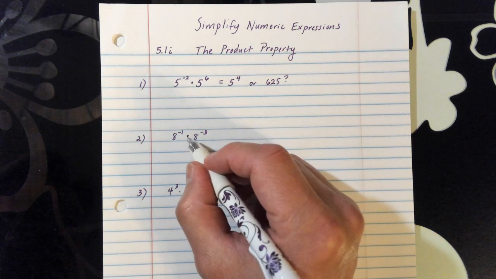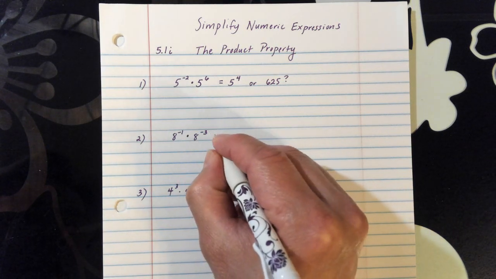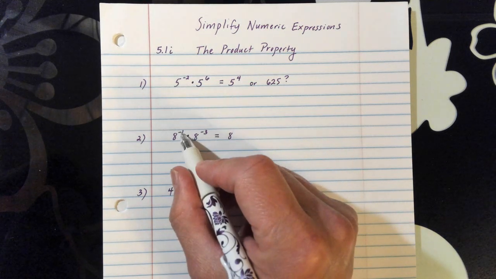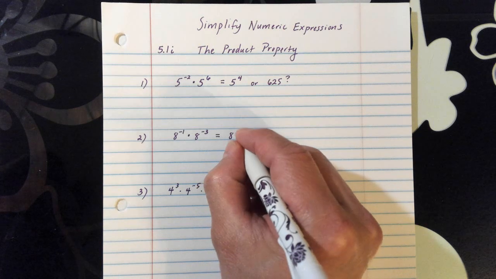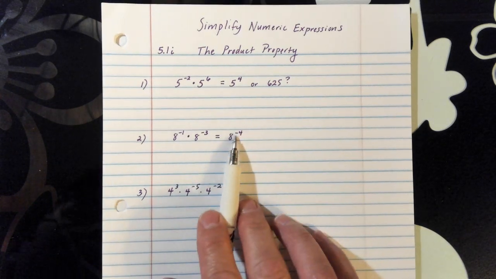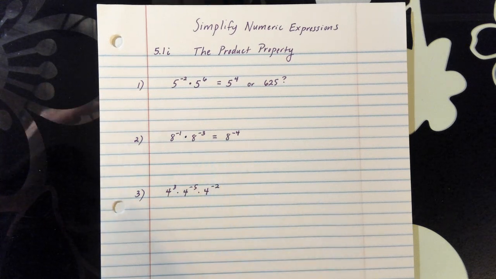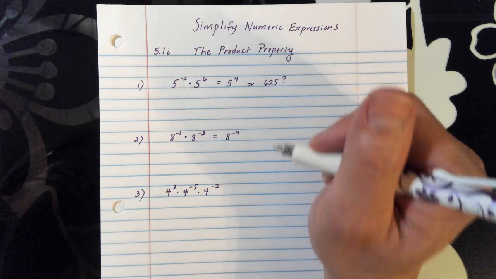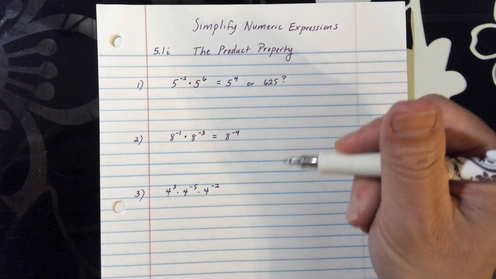8 to the negative first times 8 to the negative third is 8 to the power of, add the exponents, negative 1 plus negative 3 is negative 4. So, this is not wrong, but there is a little rule in algebra that says when you are simplifying exponential expressions, your final answer cannot have negative exponents in it.